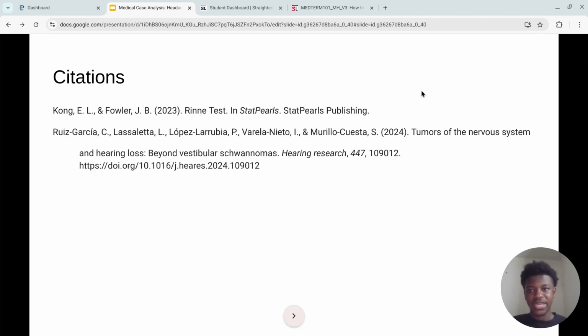This is my works cited page. I have 2 sources cited, one for the Rinne test and one for the vestibular schwannoma and the tumors.